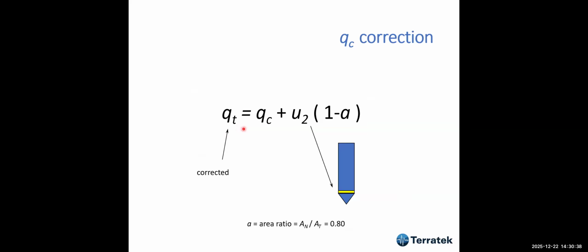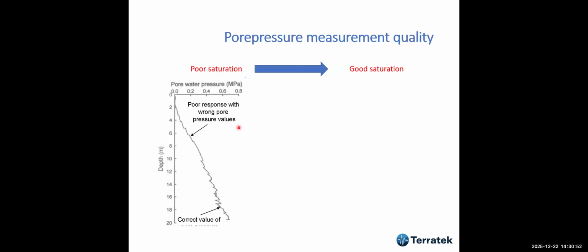Until Professor Campanella, we used the QC. And today we found out it's absolutely necessary to use the correct value, which Professor Campanella called QT. And that's what we use today. And this is about pore pressure measurement quality. If you do a poor saturation, that's what you get. A poor response with low pore pressure values, usually like this, okay?